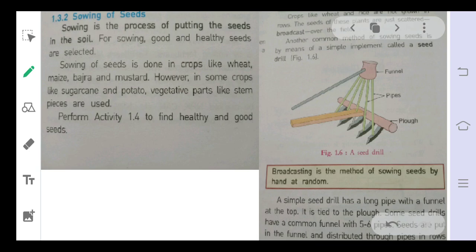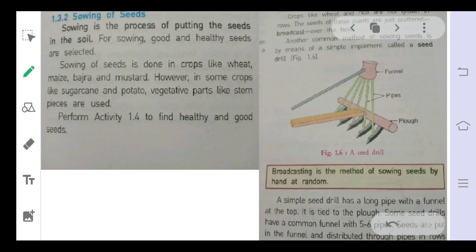Once our soil is prepared, the seeds are ready to be sown in the soil. So sowing is the process of putting the seeds into the soil. This process is known as sowing.